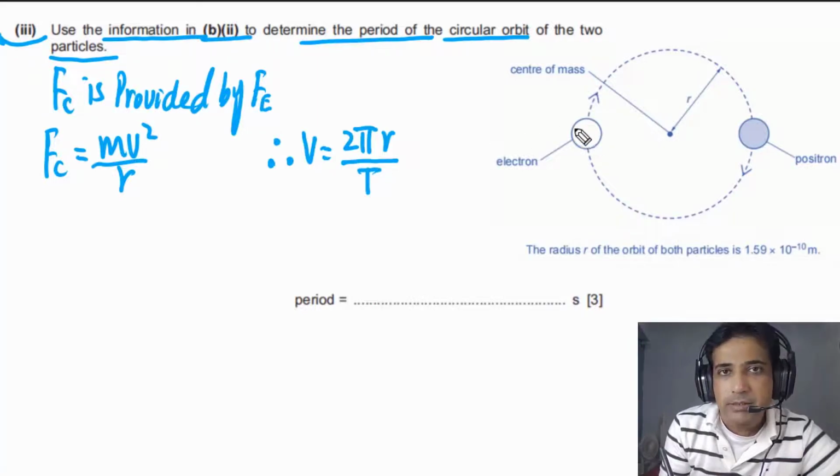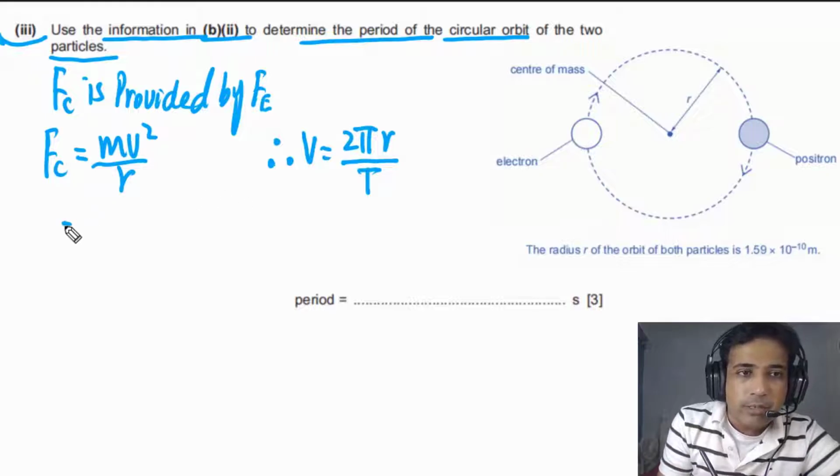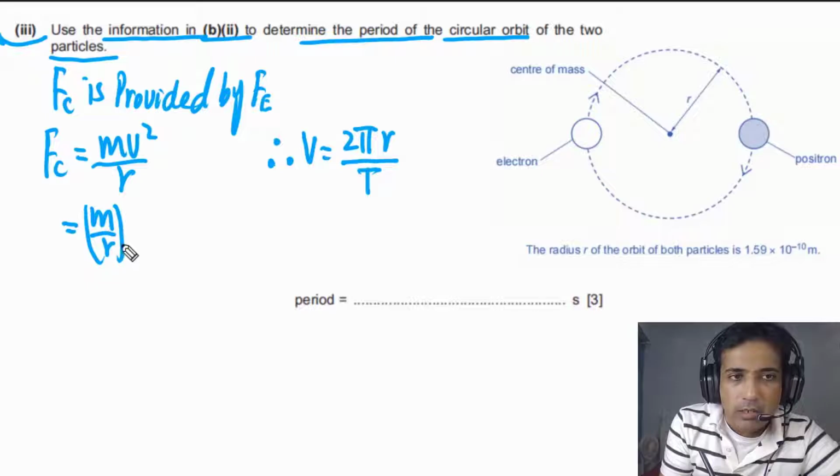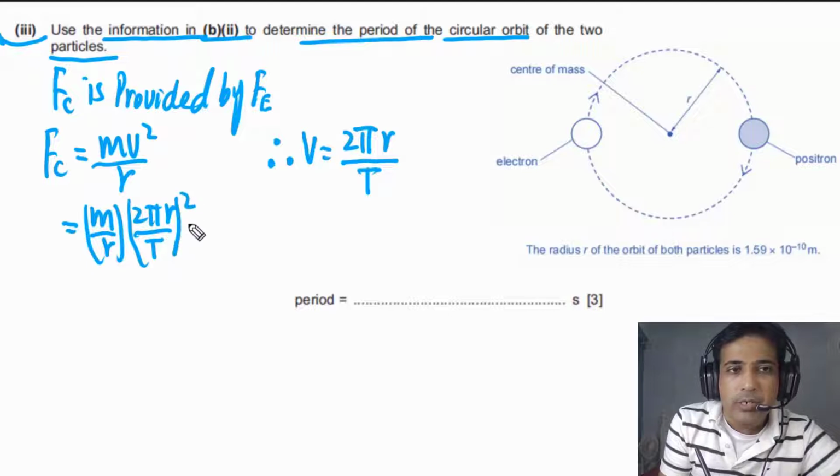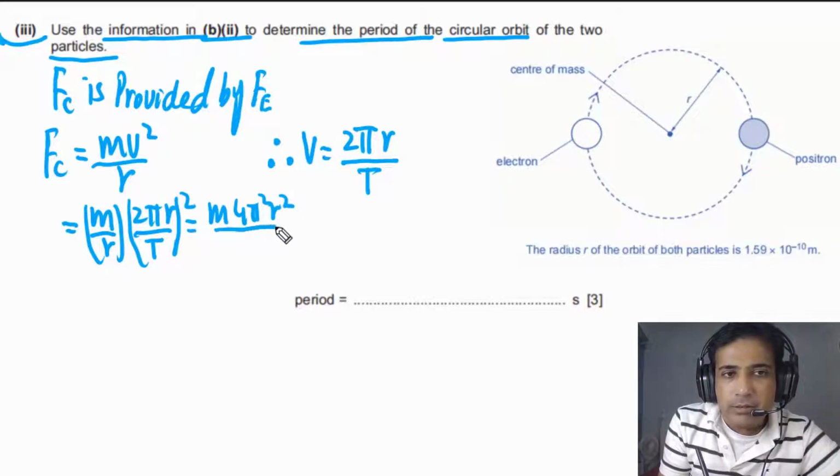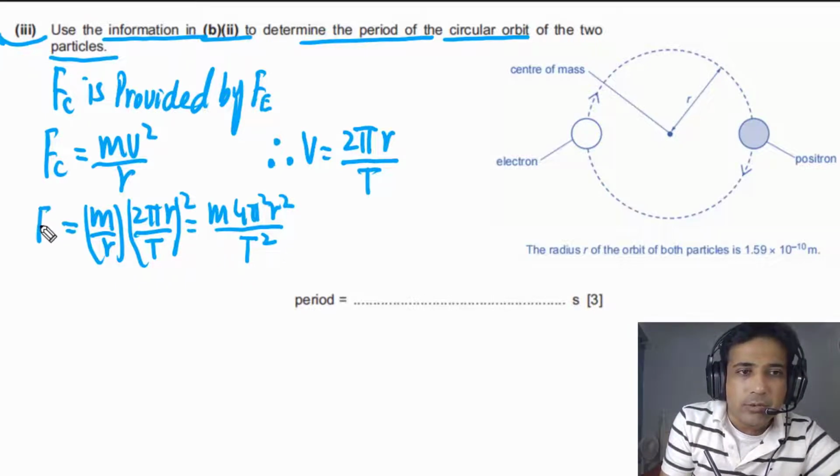And these two particles have the same orbital speed. Now we can plug in the value of v here. We can write this as m over r, then here we have 2 pi r divided by T, and this is squared. We can simplify this: m times 4 pi squared times r squared divided by T squared, and this is equal to the centripetal force.